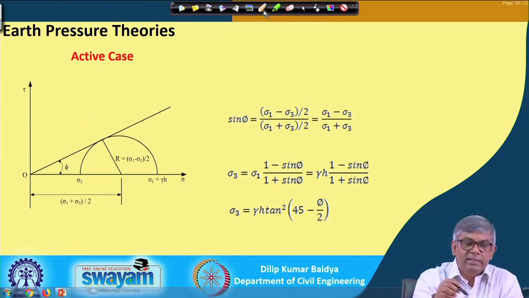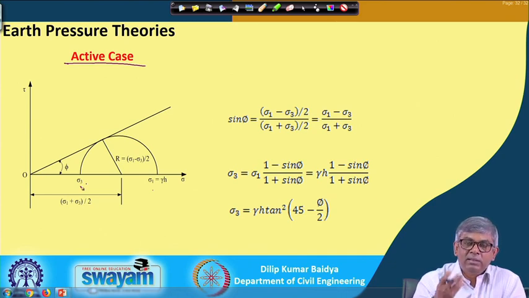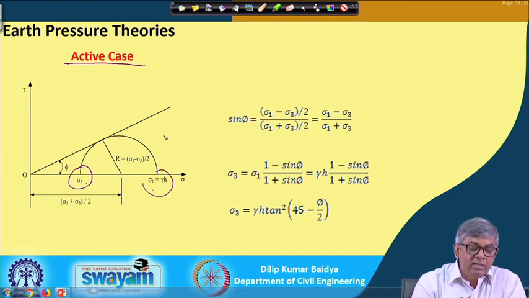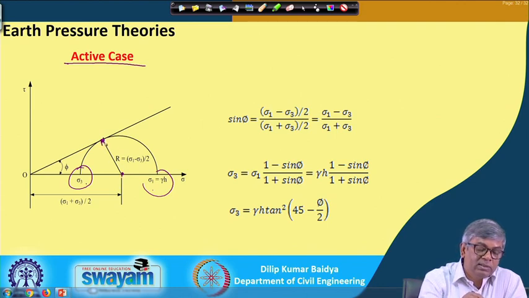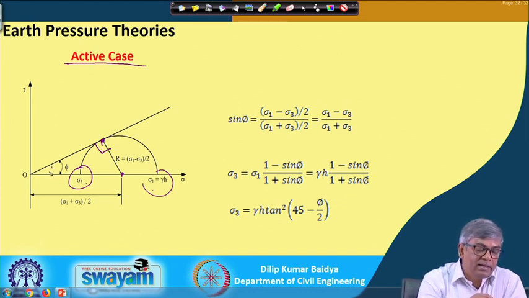As I have told, let me take the active case first. This is sigma 1 and this is sigma 3. Sigma 1 we generally call the major, and sigma 3 is the minor. So, sigma 1 here and sigma 3 will be here. This is the envelope and this is the Mohr circle. If I consider this is the center of the circle and this is the tangent, then this becomes a right angle. This angle is phi.